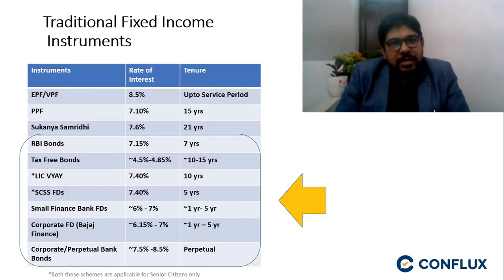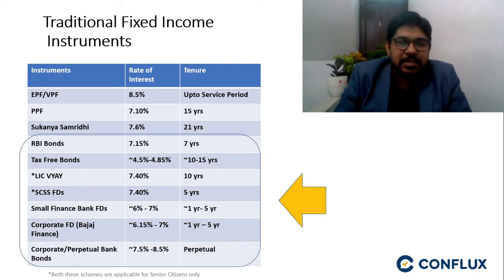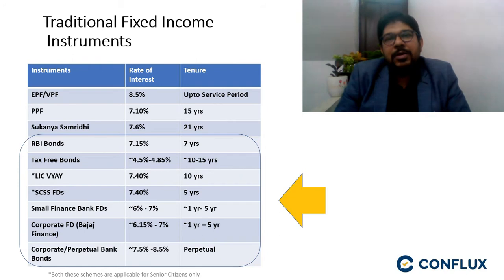The traditional fixed income instruments. In this chart, I have tried to put only those instruments which will essentially give us 7 odd percent returns. The way to look at this sheet is that these instruments are specifically for individuals who do not want to take any kind of risk and want surety of returns from their underlying instrument. The first three instruments are pretty common: the Employee Provident Fund, the Public Provident Fund and Sukanya Samriddhi, which are yielding returns in the range of 8.5 to 7.6 odd percent.